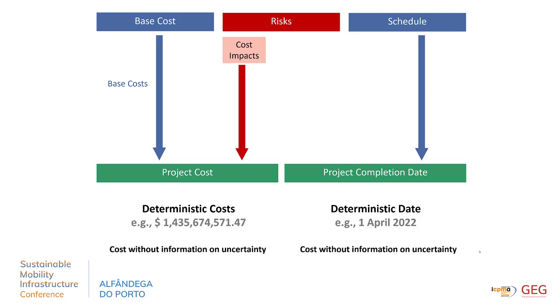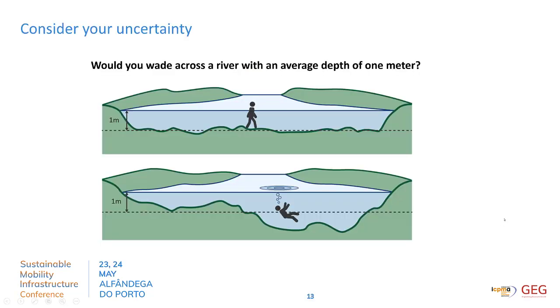This leads to a question I want to ask you on the next slide. Would you wade across a river with an average depth of 1 meter? Of course not. If your life is at risk, you want to know where the river is deep or where we have some shallow parts of the river. So this is, I would say, the basic problem we're facing here.